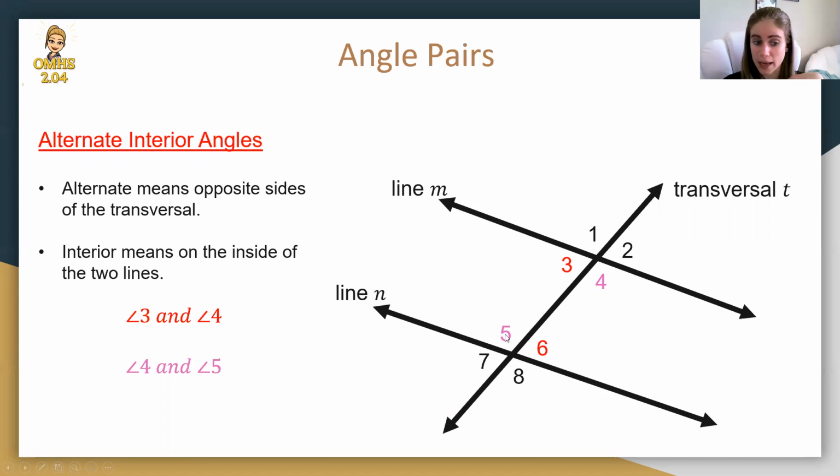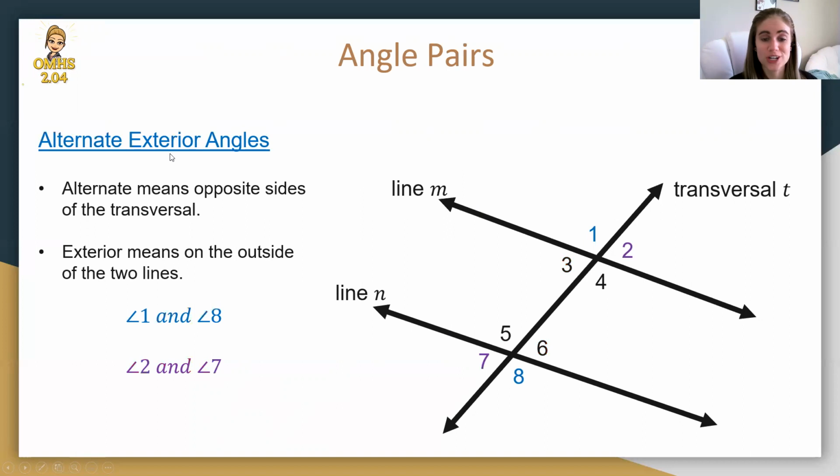And then 4 and 5 make another pair. So alternate, they're on opposite sides. One's here, it's on the top right. The other is down here at the bottom left. But they're still both on the inside of my 2 parallel lines. All right, we're going to learn more about them tomorrow on Thursday, but for right now, just being able to find them and get that vocab word down is the goal of today's lesson. So these 2 angles, 3 and 6, are alternate interior, and 4 and 5 are.